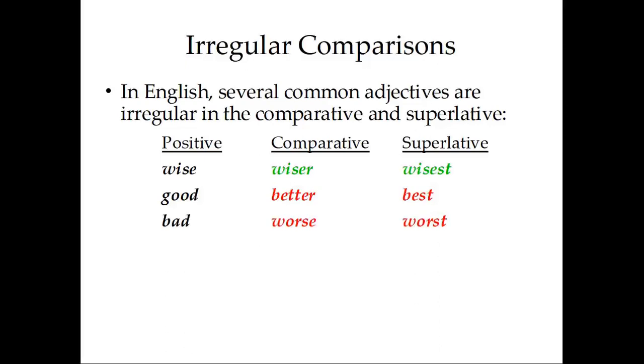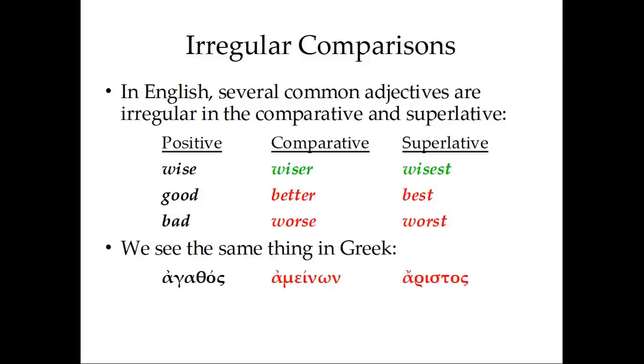Bad is another example. Bad, worse, worst. Here again we see very common words tend to have radically different forms when they're used differently. Just the more we use a word, the more it seems to vary in form. We see the same thing in Greek. So for instance, agathos, good. In the comparative degree, we see amenon, and in the superlative, aristas.